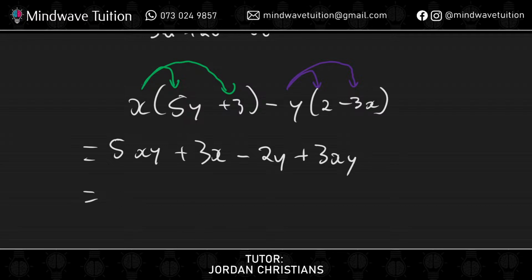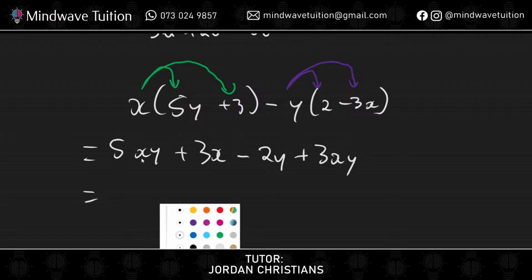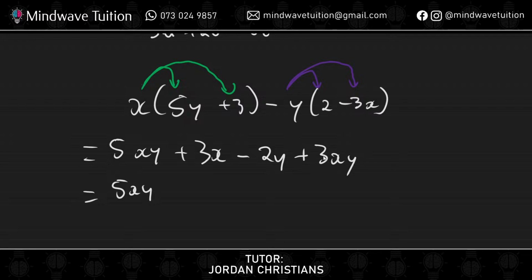So again, now we're back to grouping. If we look at the xy, there's only one other for the 5xy, and that is the 3xy, so I'll just put that together. And then 3x is nothing else like it, so we'll just bring that down. And minus 2y, there's nothing else like it, so we'll just bring that down.